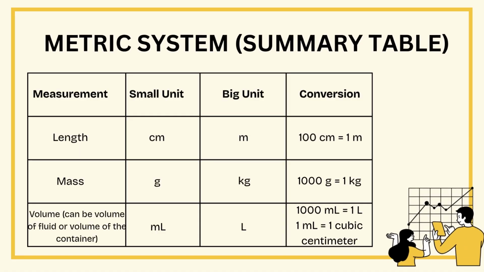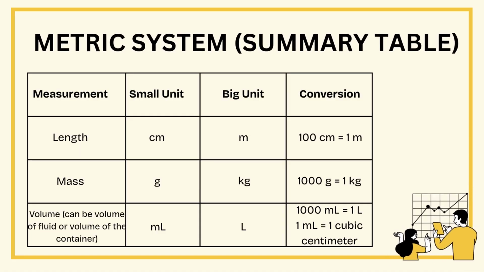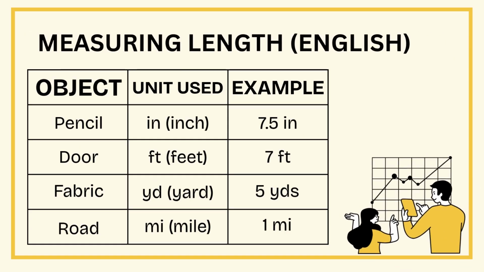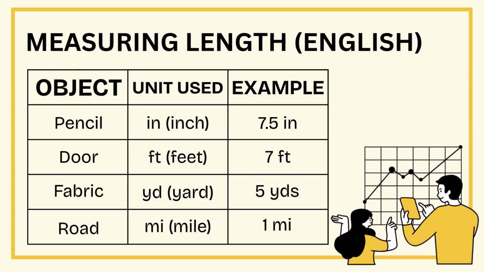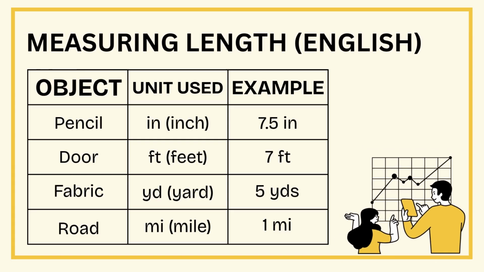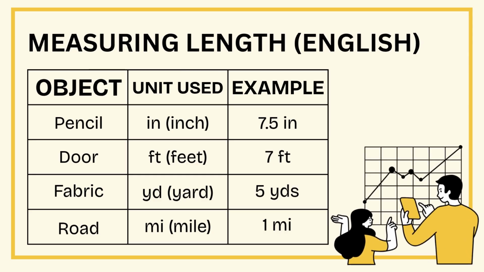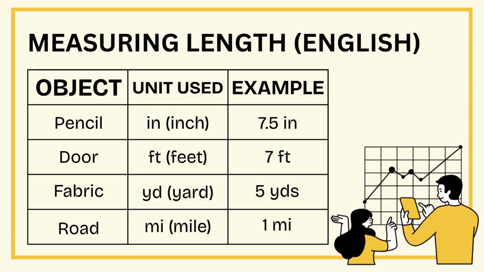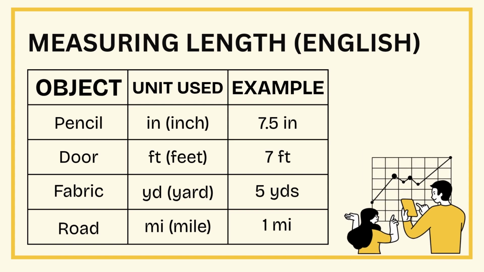Here's the short summary table for the metric system units and simple dimensional analysis. Let's move forward to English units. In length, we commonly use these four dimensions: inches, feet, yards, and miles. We use them accordingly to what object we are measuring. For example, if we are measuring a pencil, we use the most appropriate measurement, and that is an inch. Same goes for the other examples.